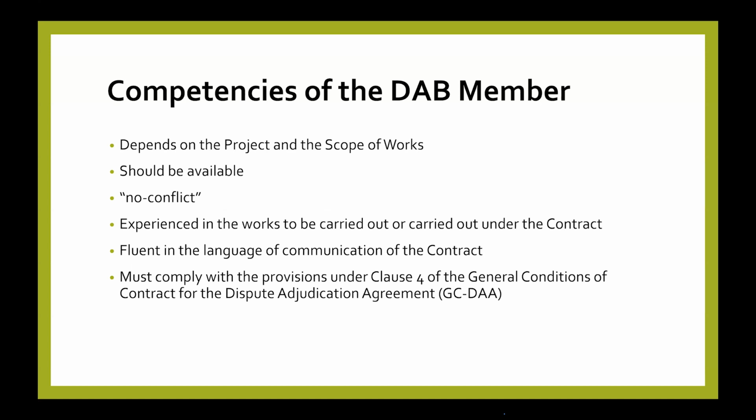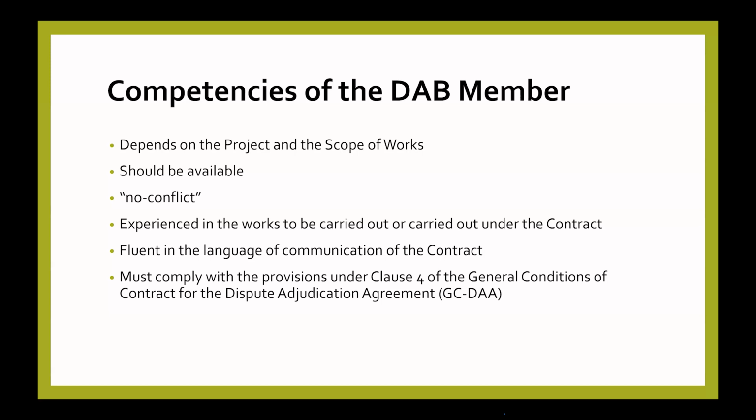So we're looking at the competencies of a DAB member. Sometimes, depending on the project and the scope of works, if you're looking for a 3-member DAB, you may decide that you want a person of particular capabilities or experience. If that is the way you want to go, you can put that as part of the conditions of the contract or in your search for a DAB member. One of the other competencies they must have is availability, because you should commit your time for the visits and to review the documentation and things like that.